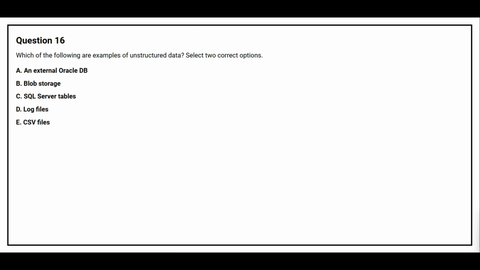Question number 16. Which of the following are examples of unstructured data? Select two correct options. Option A, an external Oracle DB. Option B, blob storage. Option C, SQL Server tables. Option D, log files. Option E, CSV files. The correct answers are option B, blob storage. Option D, log files.